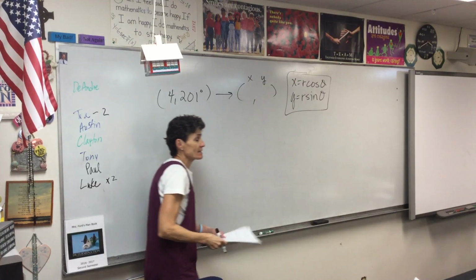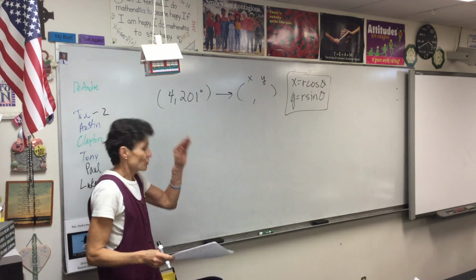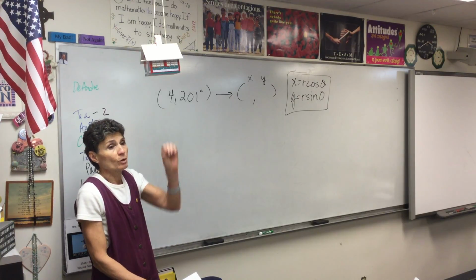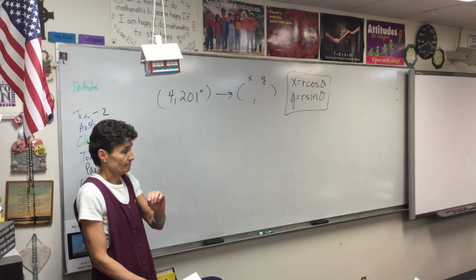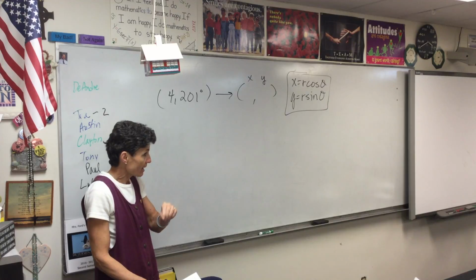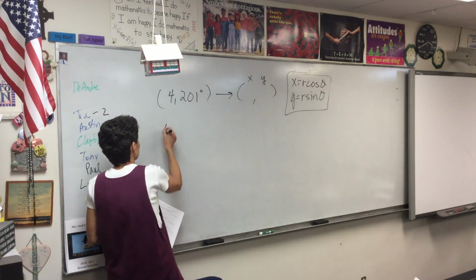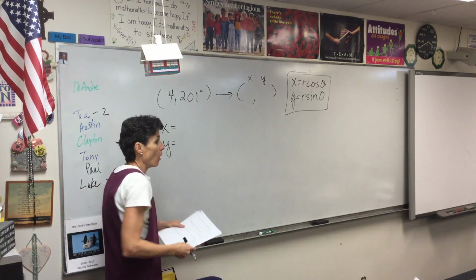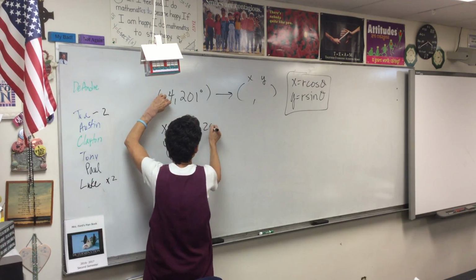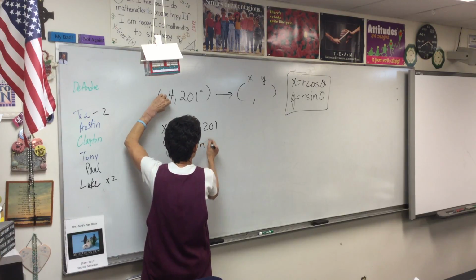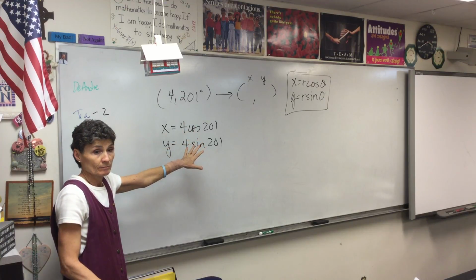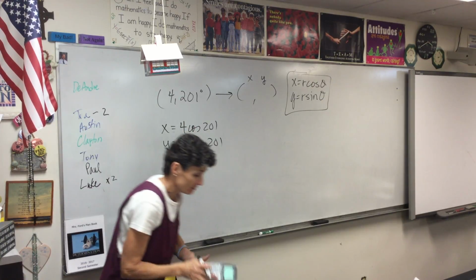So those of you that said x is cosine, you're right, x is associated with cosine. X goes with cosine. But x equals r cosine theta. Okay? And y equals r sine theta. So if I want to know what x and y are, all I have to do is 4 cosine 201, 4 sine 201. That's it. That's all there is to it. Then I go to my calculator.